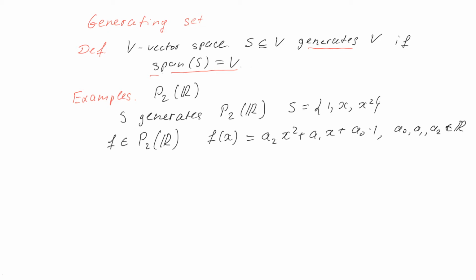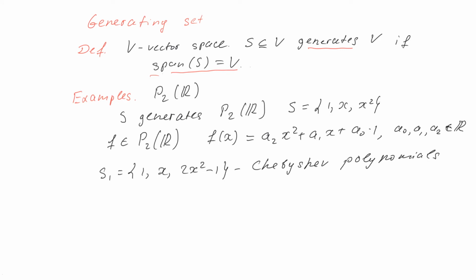But we can also ask ourselves, is it the only possible generating set? And you can imagine that one can come up with many more different generating sets. Now I will give you an example of one such set. This is another set which I called S1. The first two polynomials are the same, but the third one is different. In fact, this is the beginning of a very important sequence of polynomials in mathematics, called Chebyshev polynomials, after the very famous great Russian mathematician Chebyshev. So this is also a generating set.